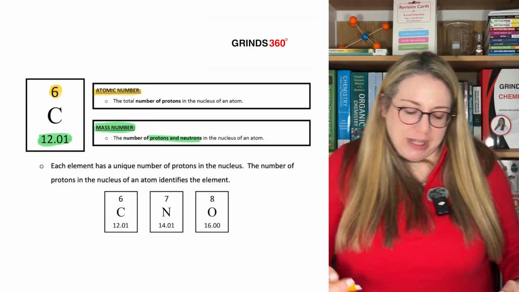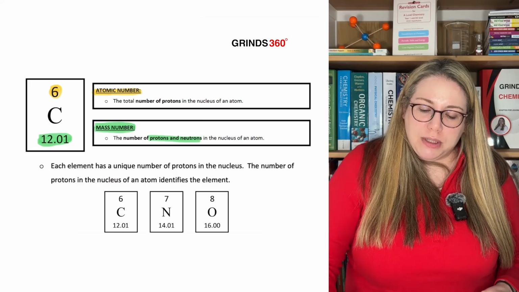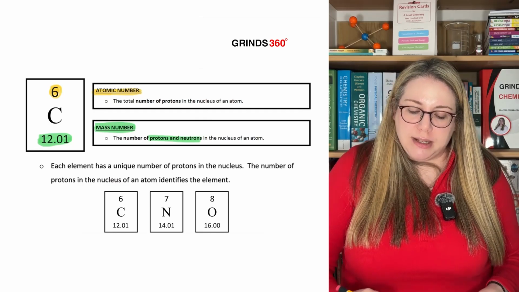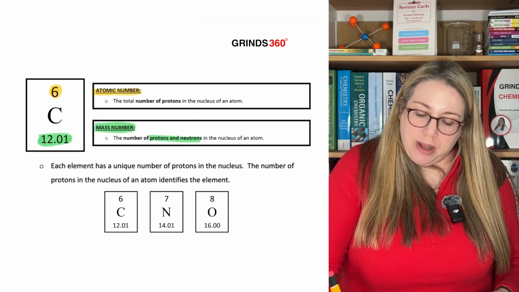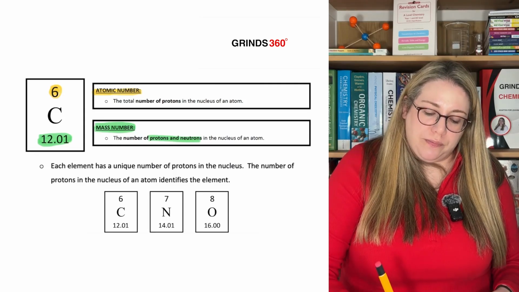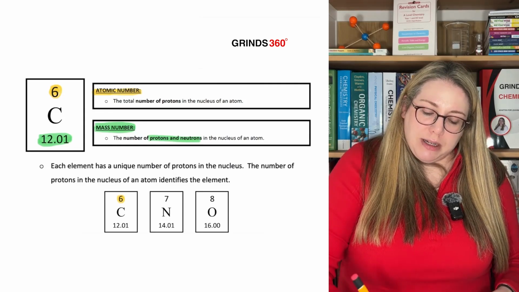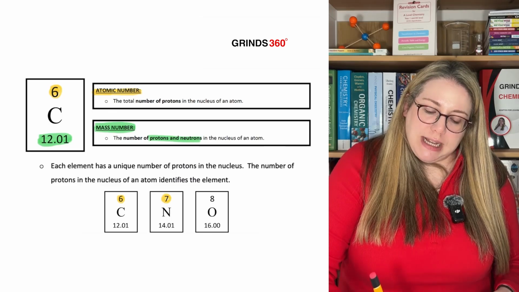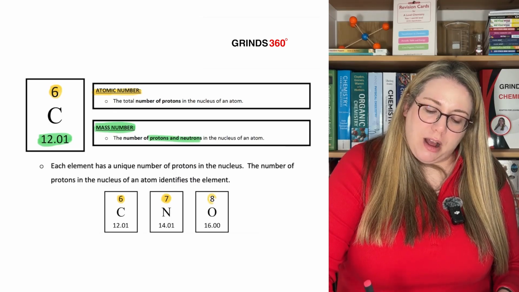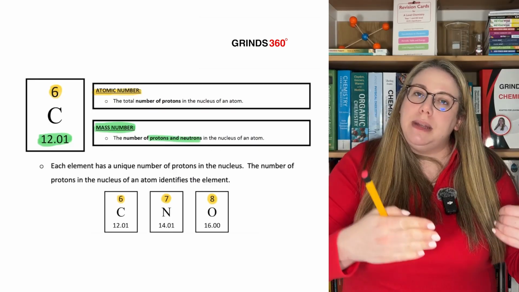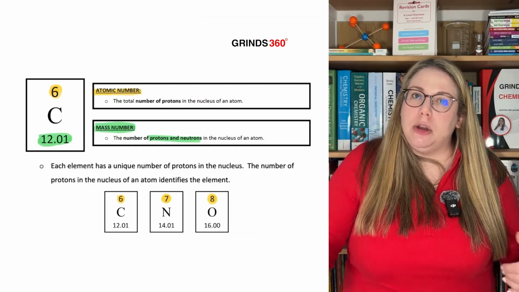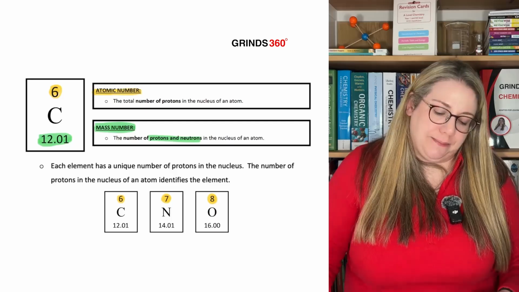Now underneath, each element has a unique number of protons in the nucleus. The number of protons in the nucleus of an atom identifies the element. At the bottom of the page, 3 elements are shown. Carbon has an atomic number of 6, nitrogen has an atomic number of 7, and oxygen has an atomic number of 8. So every element has its own unique number of protons in the nucleus.